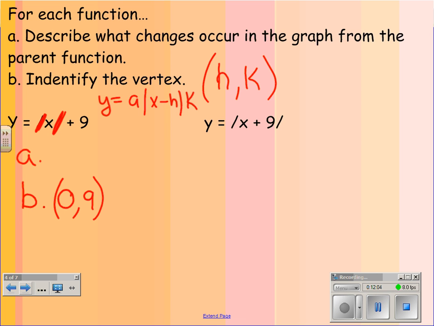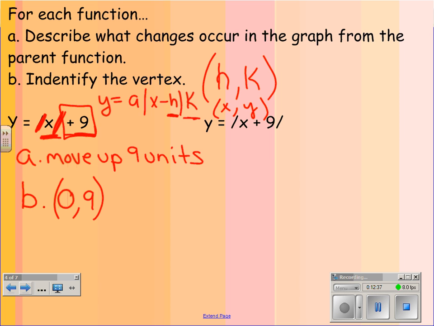So that's one way to look at it. I just kind of did my input output, but also h is our value, which has to be a 0, and then 9 is going to be our k or our y. So there you have it. So you can think about this as x and y also. So once I have the vertex, it's going to be easy. I know that if I was going to plot the point (0, 9), then of course I'm going to move up 9 units. So this tells me then that it is a vertical shift 9 units up.